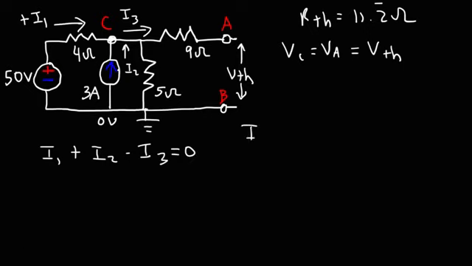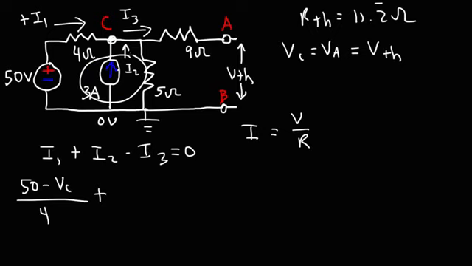Now, we know that the current is equal to the voltage divided by the resistance based on Ohm's law. So to calculate I1, the voltage across this resistor is going to be 50 volts minus the potential at point C, divided by the 4 ohm resistor. I2 is based on the current source of 3 amps. I3, now there's no current flowing through the 9 ohm resistor. So I3 is flowing completely through the 5 ohm resistor.